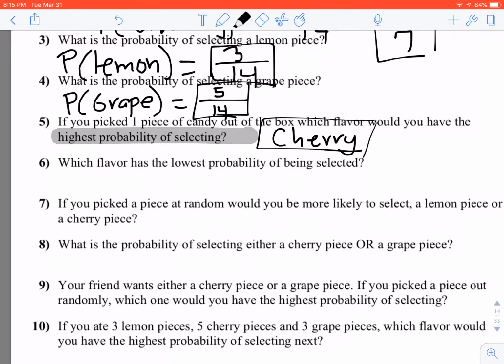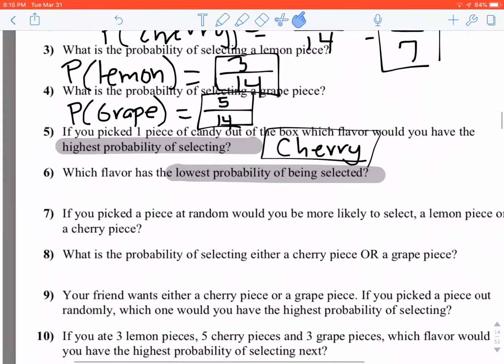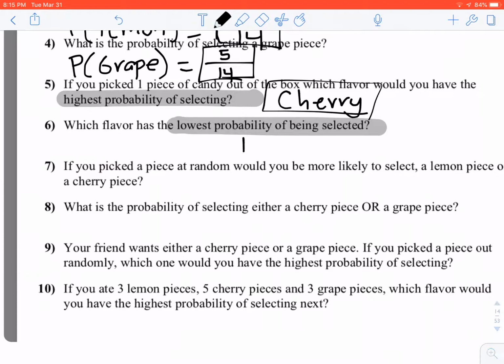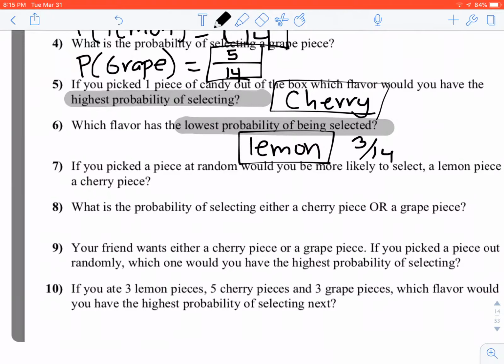Number 6 asks which one has the lowest probability of being selected. So the candy bar that appears the least is lemon. There's only 3 of them. And again, if you found your percents, that was 3 out of 14, and our cherry was 6. So you could also compare this by just dividing your fractions on your calculator. And I'll round these.